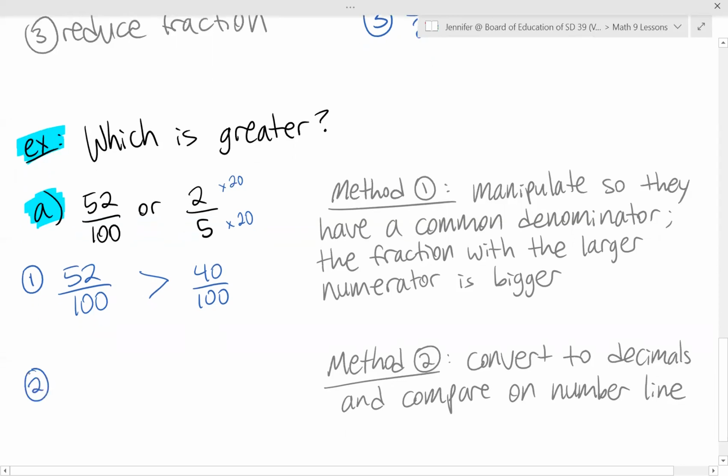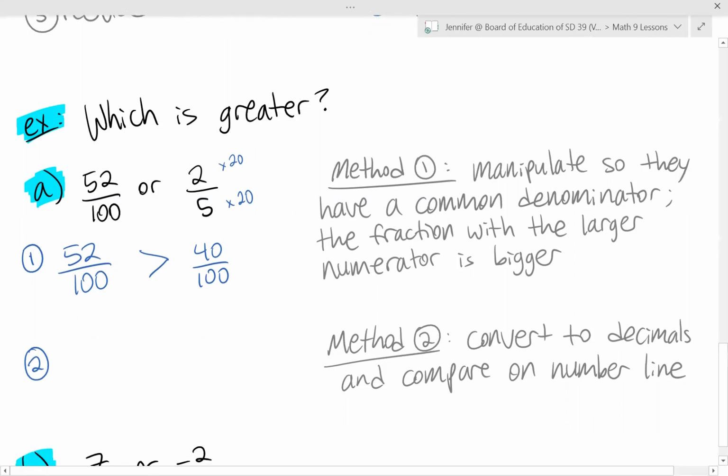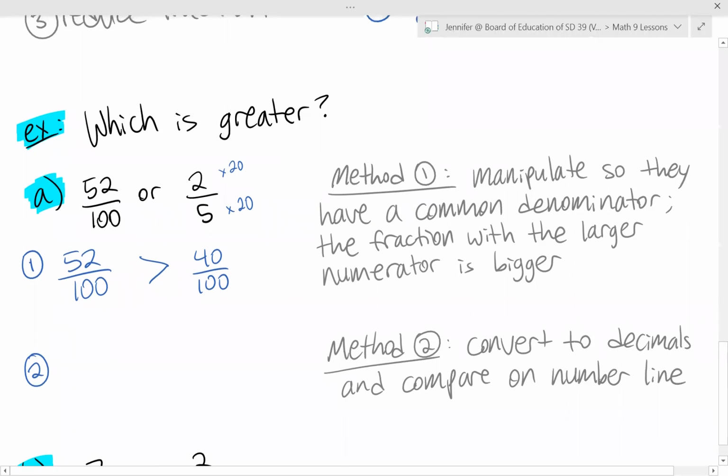Method 2, another way you can do this is to convert the fractions right into decimals and then just compare them on a number line, whether you draw that number line out or just think about it in your head. So if we're converting these to decimals, anything over 100 is really easy to convert because it's just 0 point whatever the numerator is. And then 2 over 5, converting this to a decimal, we already went over this today. You can either put it on your calculator to get 0.4, or you can convert it to a fraction like this, 40 over 100, and then know that that's going to give you a decimal of 0.4.